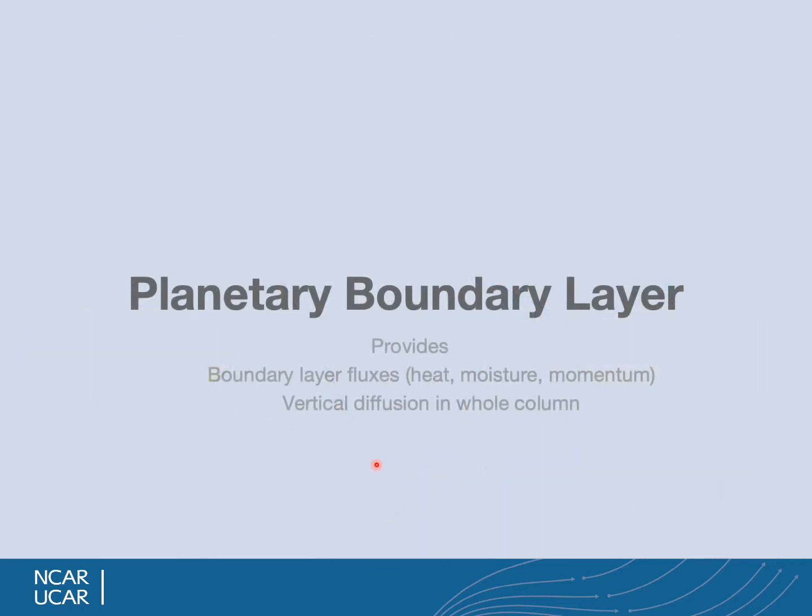So the boundary layer part of the physics computes the boundary layer fluxes, which is the distribution of the surface fluxes through the boundary layer, that's heat, moisture and momentum, and then also the boundary layer scheme handles vertical diffusion in the whole column all the way to the top of the model.